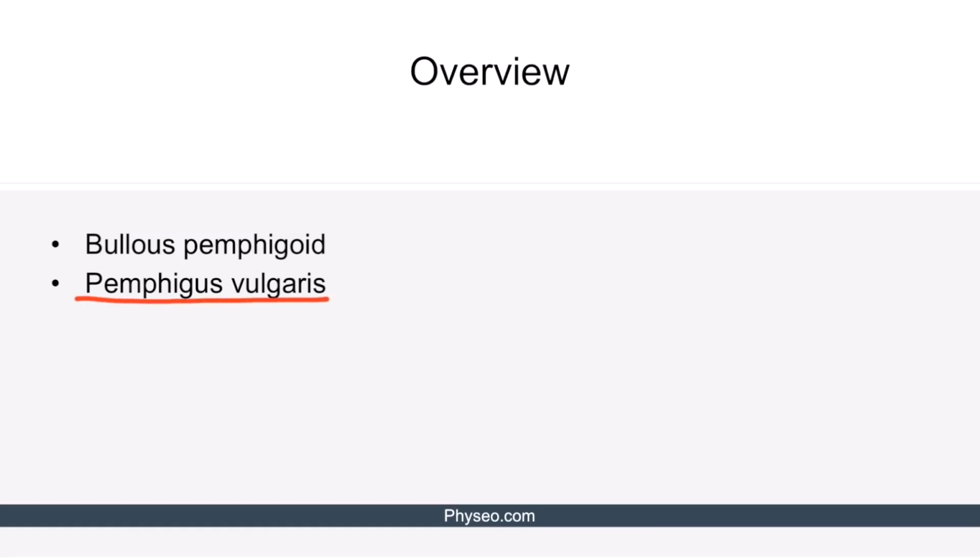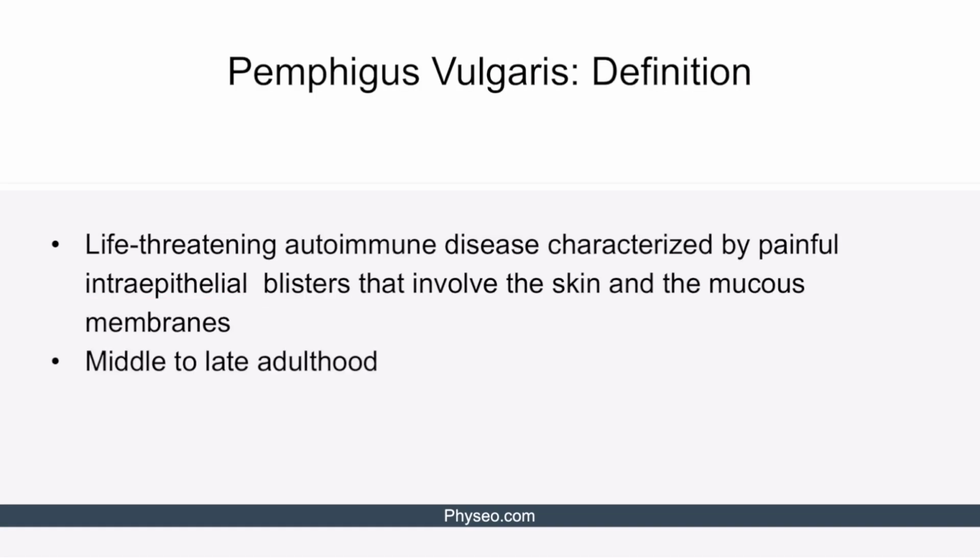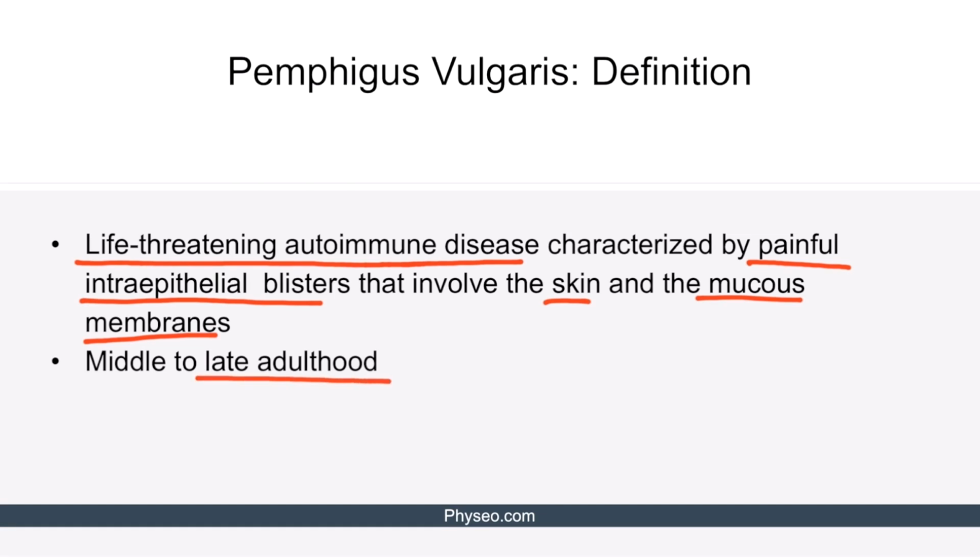Next, let's move on to pemphigus vulgaris. Let's start with the definition. Pemphigus vulgaris is a life-threatening autoimmune disease characterized by painful intraepithelial blisters that involve the skin and mucous membranes. It most commonly affects patients during middle to late adulthood, unlike bullous pemphigoid, which mostly affects the elderly.